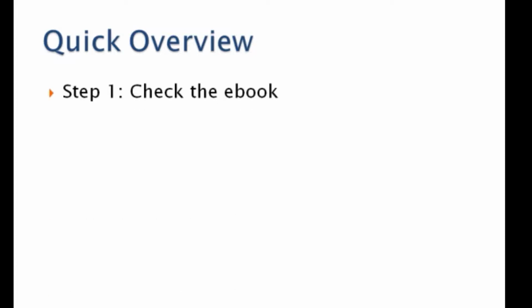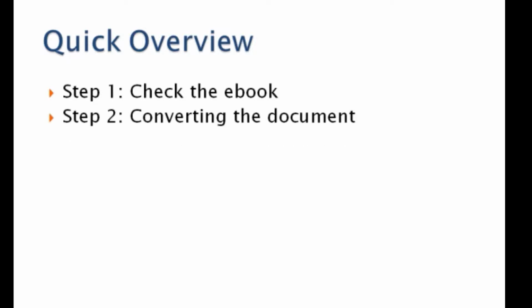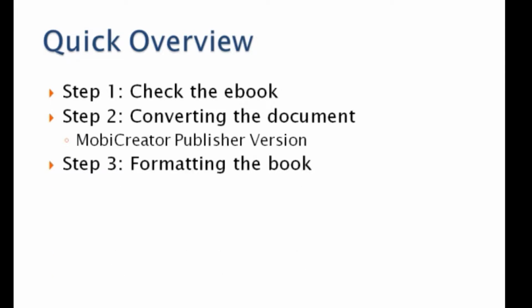So step 1, we're going to check the ebook to make sure everything is okay. Step 2, we're going to convert the Word document to HTML, and what we're going to be doing is using a free software tool called Mobi Creator Publisher version. It's free. You don't have to invest any money. And then, of course, step 3 is we're going to be formatting the book one step further. So with that said, let's go ahead and get started.